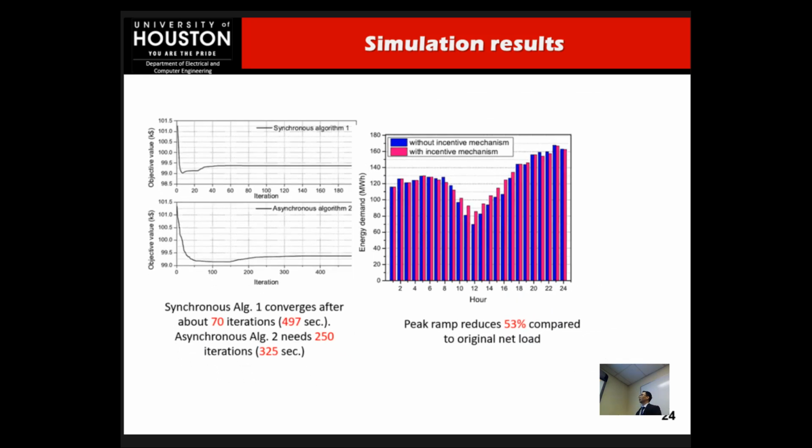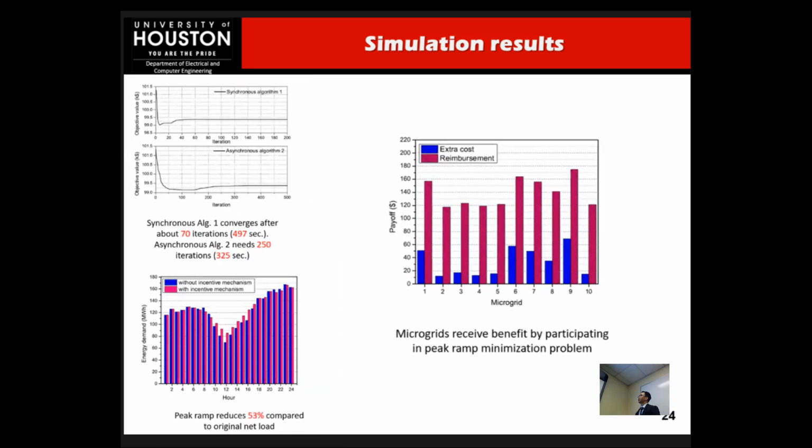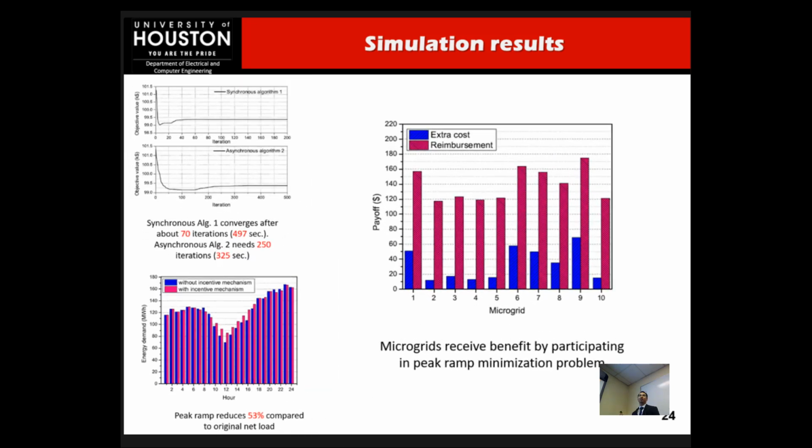One important feature we need to consider here is that microgrids only want to participate in the peak load minimization problem if they have some benefits. Otherwise, they don't want to participate. Here we plot the payout of the microgrids. As we can see, the microgrids receive a positive payout from the system. It means that microgrids will participate in the peak load minimization problem to have some extra benefits.